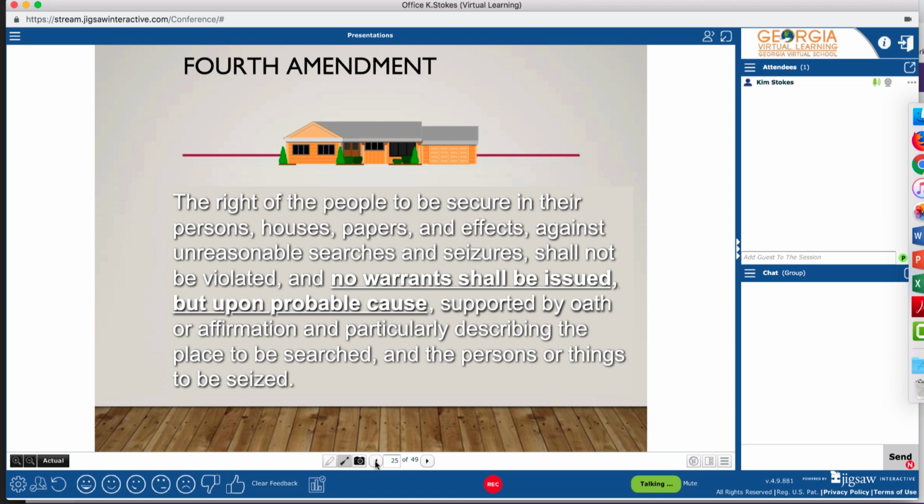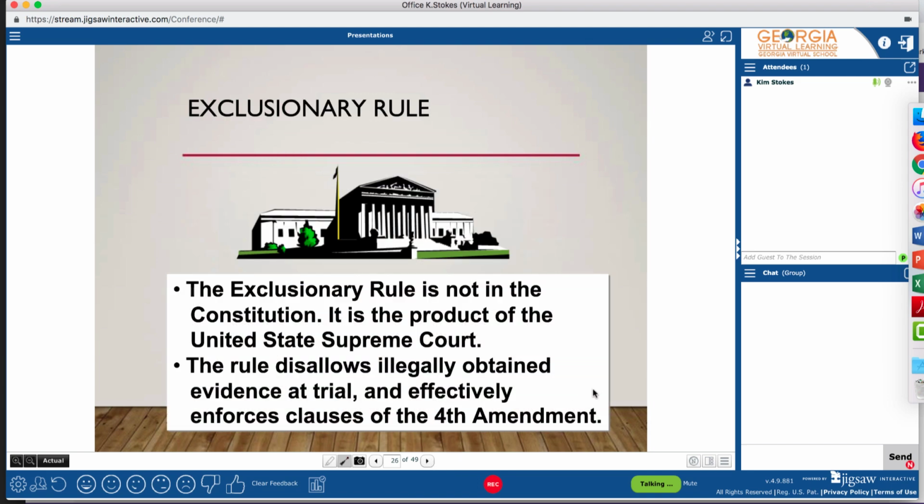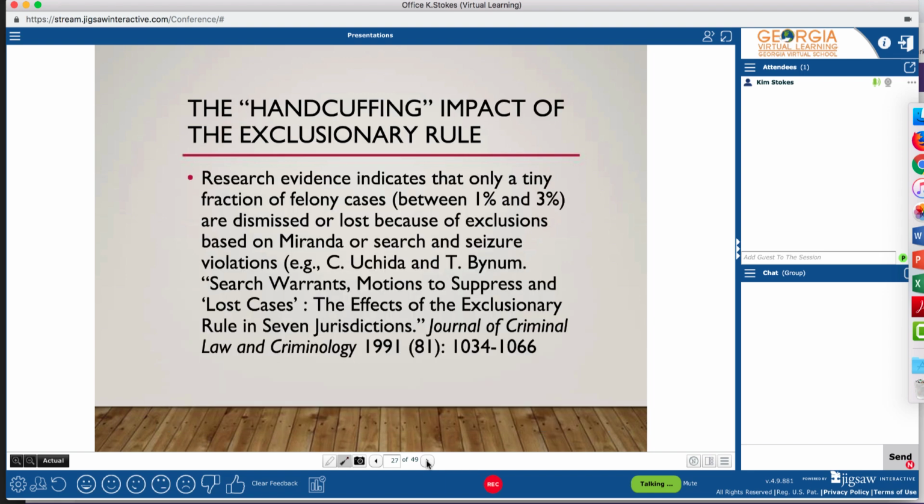Nobody can just walk into your house. No police officer can just walk into your house and start searching. They have to have a warrant. The exclusionary rule is not in the Constitution. It's the product of the United States Supreme Court. This rule disallows illegally obtained evidence at trial and effectively enforces the clauses of the Fourth Amendment. So if the police get something on you illegally, it cannot be used in court.